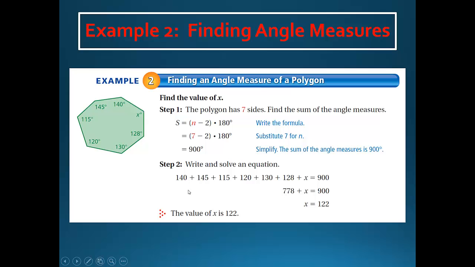Now we can write and solve an equation to find our missing angle measure. So 140 plus 145 plus 115 plus 120 plus 130 plus 128 plus x equals 900. We were just adding up all of the angle measures we knew plus the x, and we're setting it equal to 900. Now when we solve this equation, we get 778 plus x equals 900, and then we get that x equals 122. So the value of x is 122.